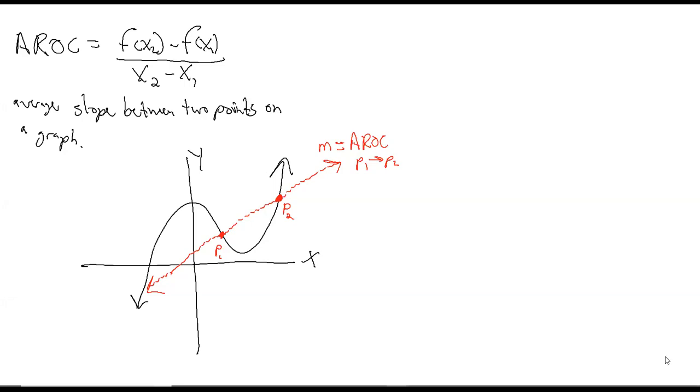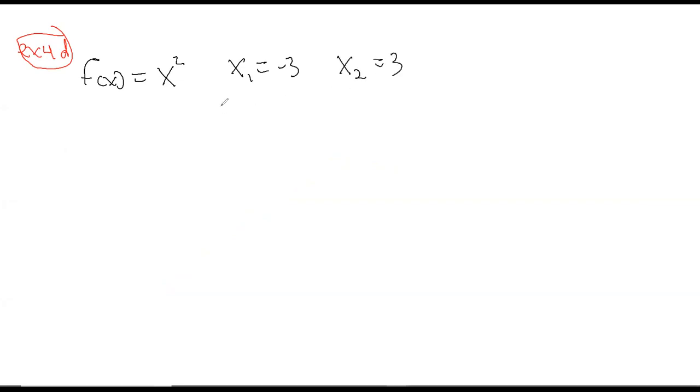Where's my mouse? There we go. So let's do example 4D. Let me switch back to black. We're going to have the function, as I said earlier, just a basic x squared, and we're going to go from x1 being -3 and x2 being +3. We're trying to find the average rate of change, the average slope of this function from x values of -3 to +3. Well, we need the y values, also known as the function values, so we have to plug in -3 and +3.